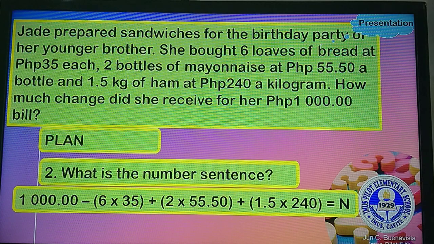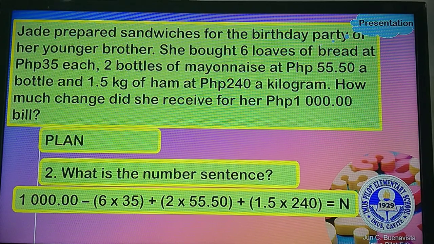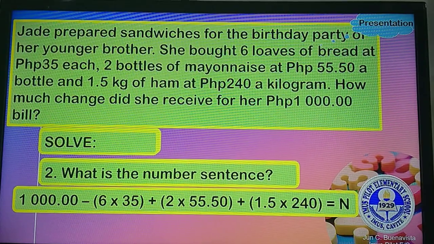So after you understand, then plan. In the plan, we can get our number sentence from the given facts, then decide on the operations that we are going to use to get the answer. Then after you plan, you are going to solve. Now, how are we going to solve?